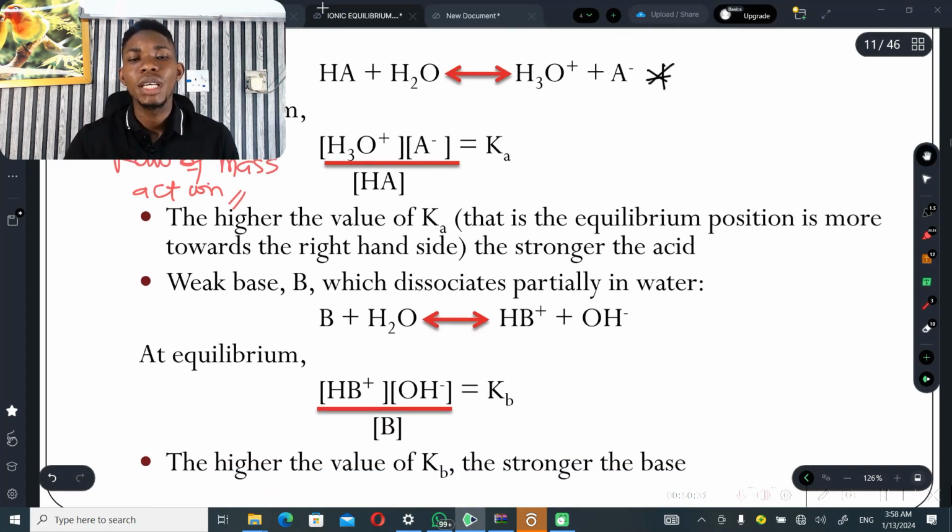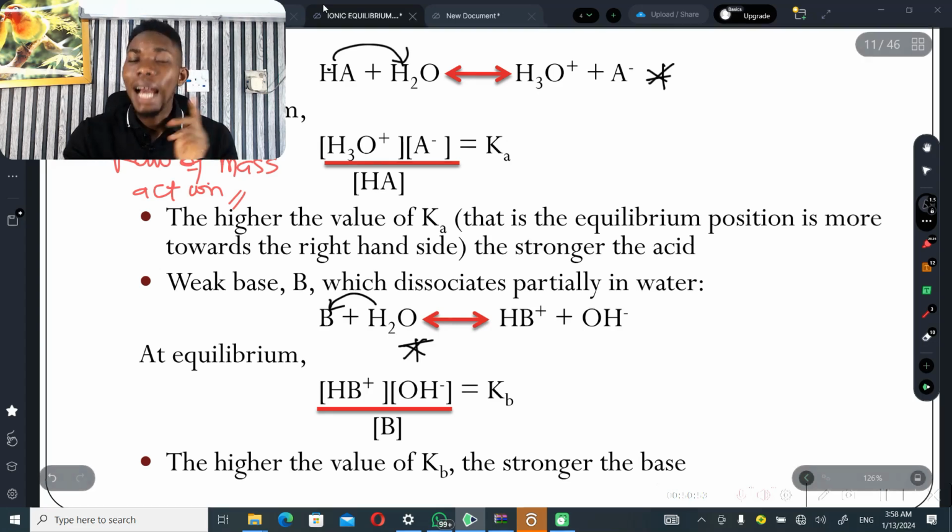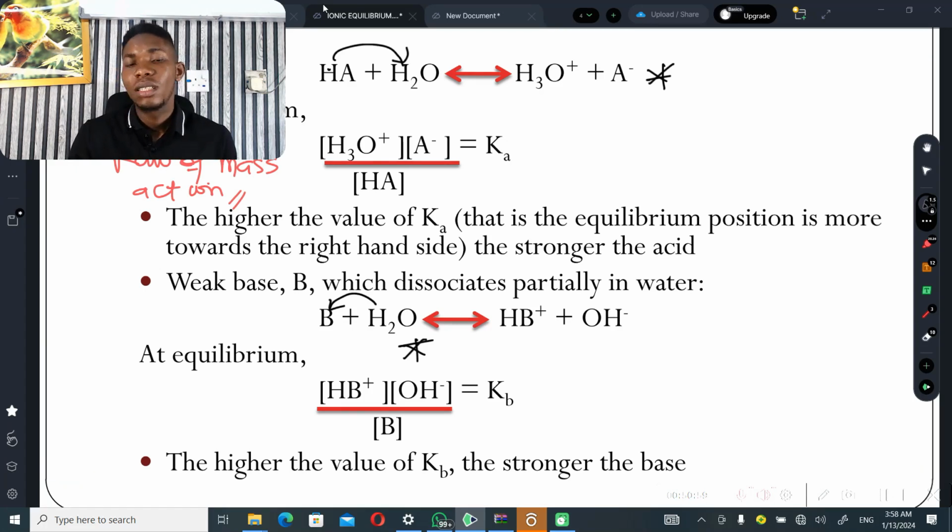What if they say dissociation of a base in water? Now, as you can see, for the acid, this one donates a proton. While for the base, the water acts as the what? Acid. That means it donates a proton. For the acid, it donates a proton to the water, while for the base, the water donates a proton to the base. Note the two differences. Are you getting it now? Because we said acids are proton donors, while bases are proton acceptors.